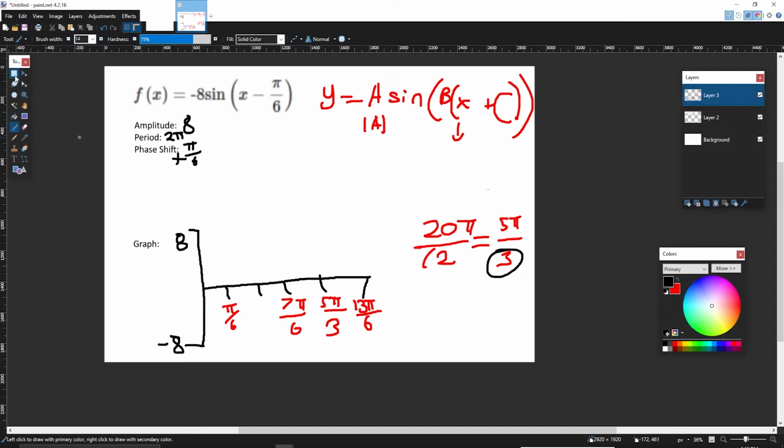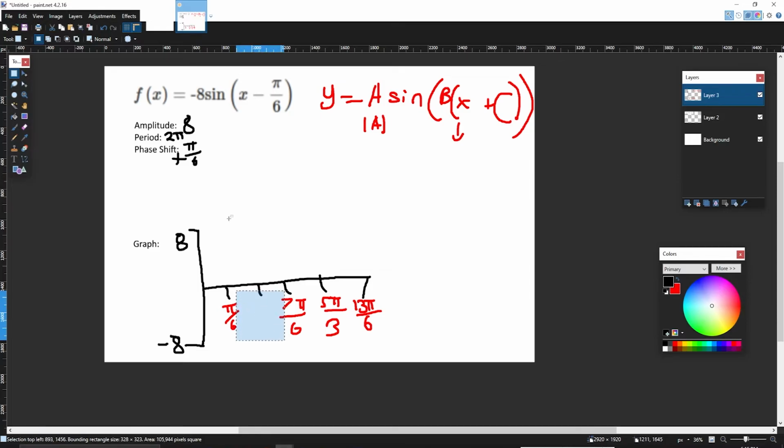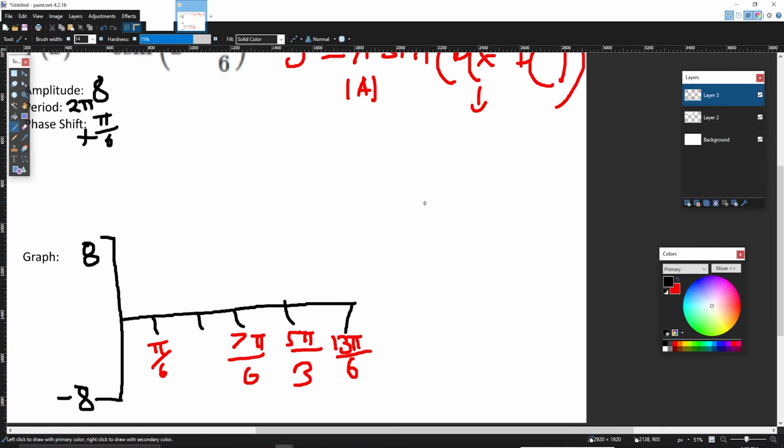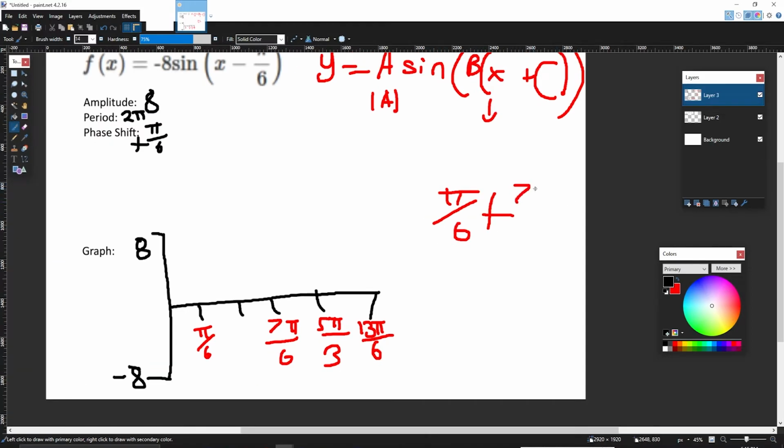And finally, do the exact same thing for this one right here. You get pi by 6 plus 7 pi by 6, giving you 8 pi by 6. Simplify, you're going to get 4 pi by 3. Yeah, 2 goes into 8 4 times, and 2 goes into 6 3 times.